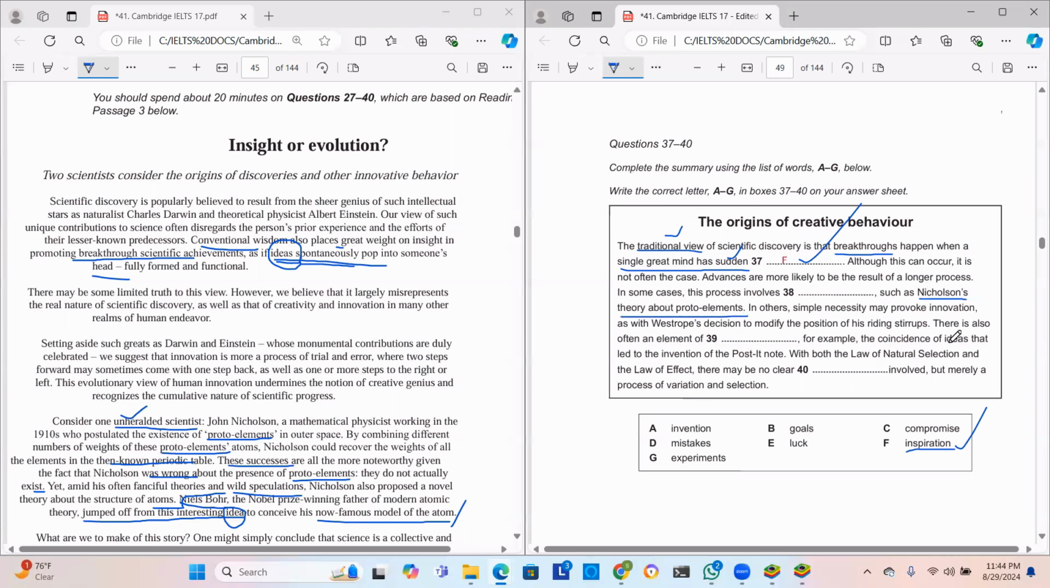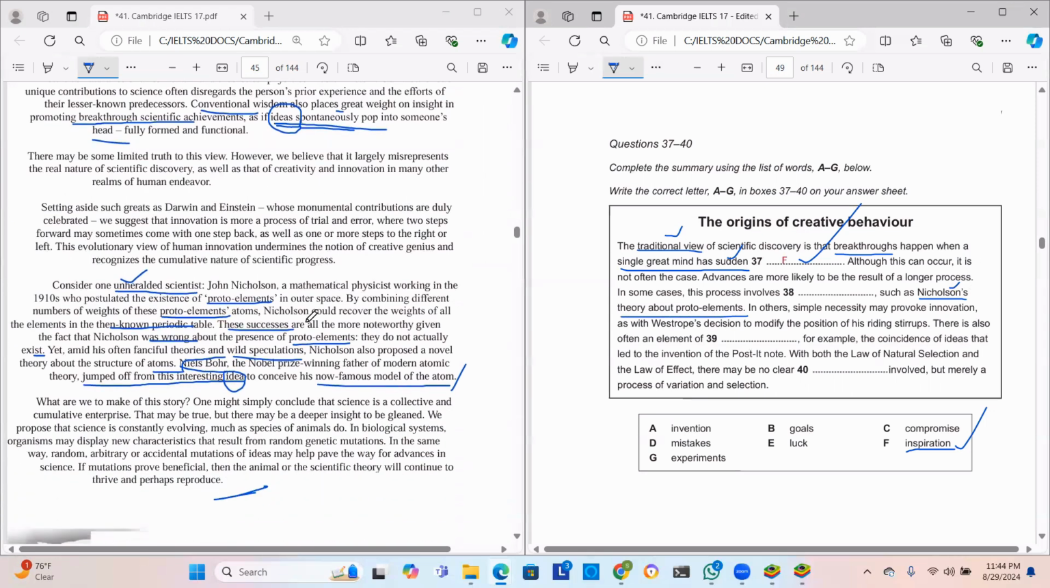So here is your hint. Now he is talking about Nicholson. So where is this guy? He is in this paragraph, right? So we need to read this and understand again. He's talking about advances being more likely the result of a longer process. In some cases, this process involves, so he's talking about some process here. John Nicholson, working in the 1910s, proposed proto-elements by combining different numbers of weights. Nicholson could recover the weights of all the elements. The success is all the more noteworthy given the fact that Nicholson was wrong. See, he was wrong about the presence of proto-elements. They do not actually exist. Yet his often fanciful theories and speculations also proposed a theory about the atoms, right?